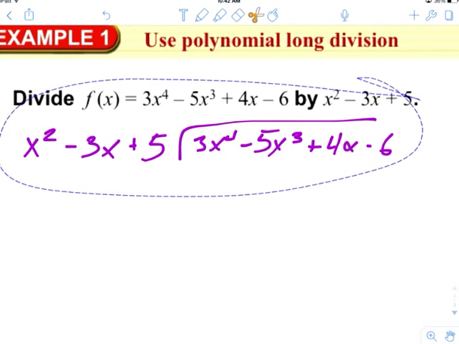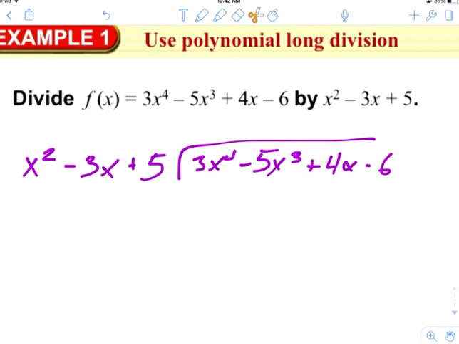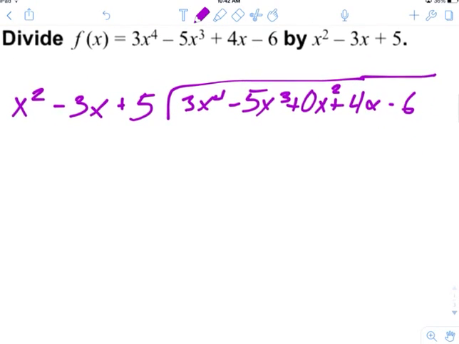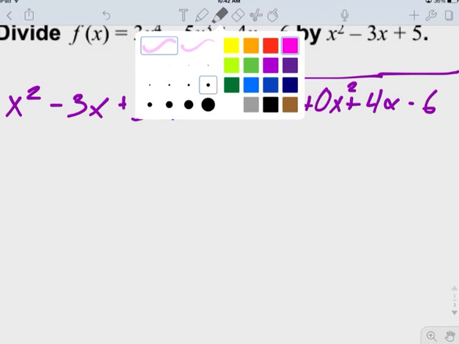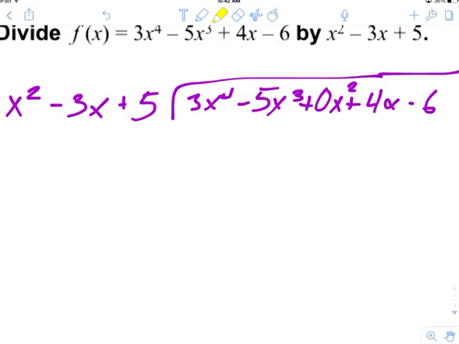Now we did talk about yesterday the fact that you do need to include any missing terms. So in this case we do not have an x squared, so I'm going to insert a 0x squared into my dividend so that I have that as a placeholder moving forward. Okay. When we work with long division of polynomials, we're really focused on the first term of the divisor and the first term of the dividend as we proceed through each step.